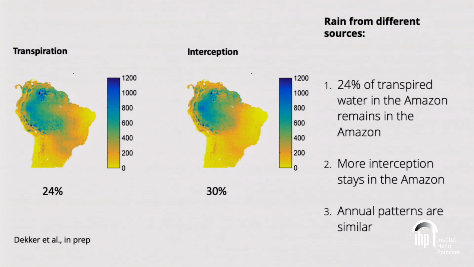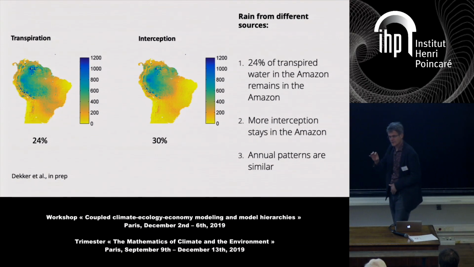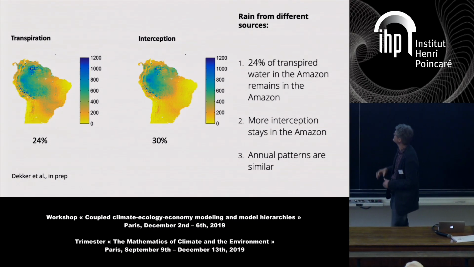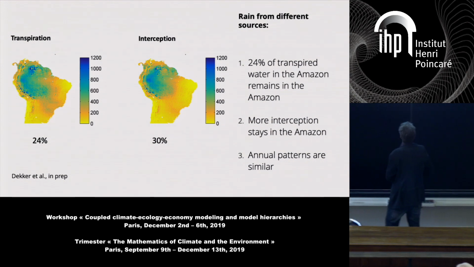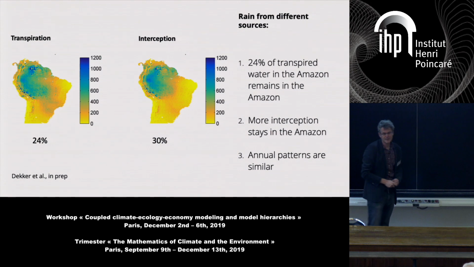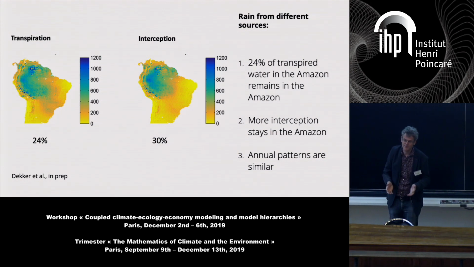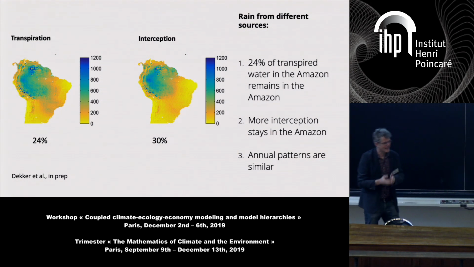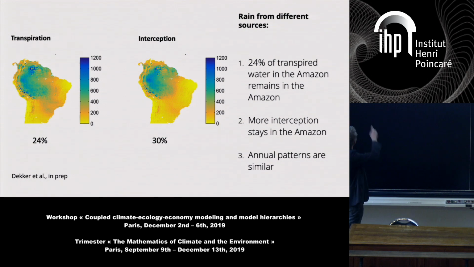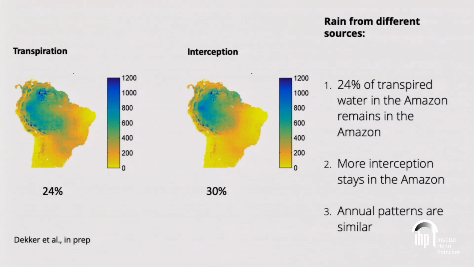So then we move to the sources of the transpiration and the interception. For instance, for this transpiration flux, so the amount of water taken up by the roots going back to the atmosphere, about 24% of the water which is transpired in the Amazon will remain in the Amazon, so will rain out again in the Amazon. And for the interception fluxes, there's even more.